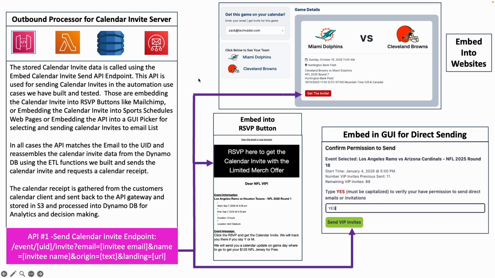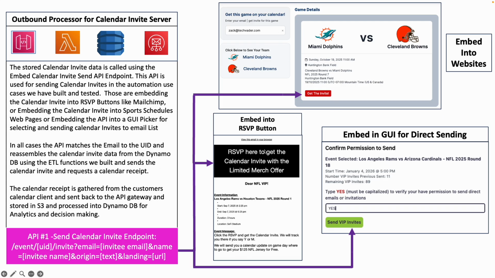So the calendar invite embed can be seen here visually. You'll see it in some of the games we're promoting for demo only, where someone puts their email address into a box. That email is matched to the UID, and the API endpoint here, as declared in the string, hits the API gateway and then requests the UID for this particular game, and then the combination of the email address plus that game is sent in a calendar invite to the customer. So Zach at TechVader in this case gets a calendar invite.